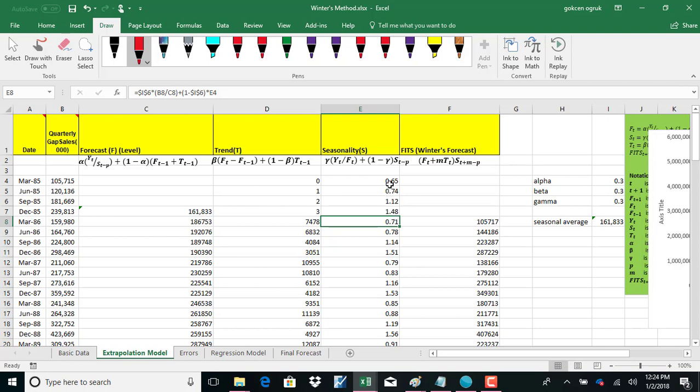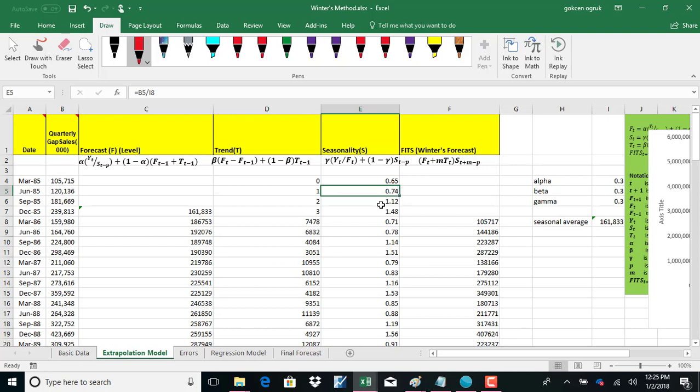Let's try to understand what 0.65 stands for. Basically, the sales in quarter 1, or March 1985, is 35% lower than the average sales in a year. As you realize, March 1985 is a low sales season. The second quarter sales are 26% lower than average sales.